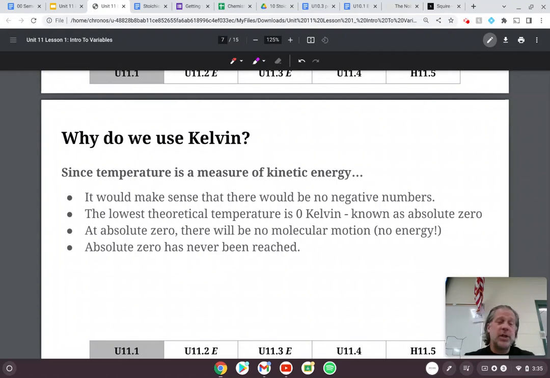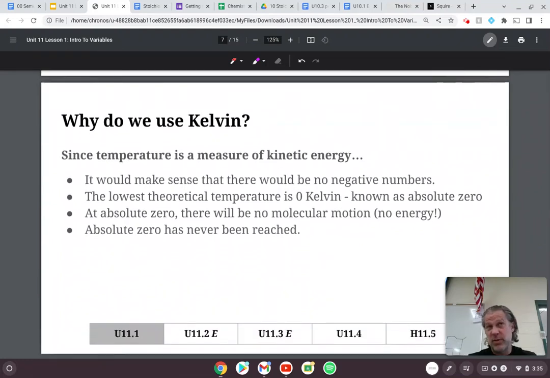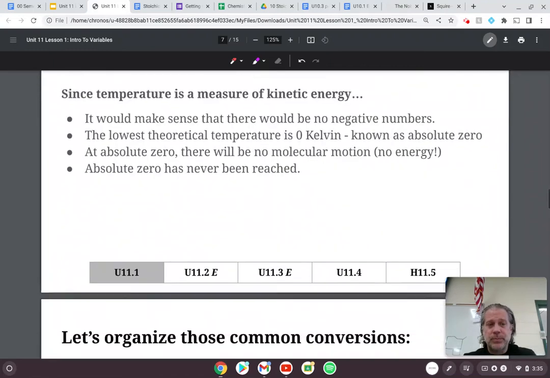Absolute 0 has never actually been reached in the lab, although we've gotten really close. We've gotten to like 0.00001, something like that. But there's always some barrier that makes it really difficult for us to get to absolute 0. So that's why we use Kelvin, because it doesn't have a negative value.